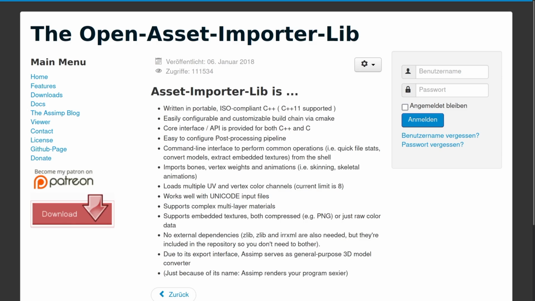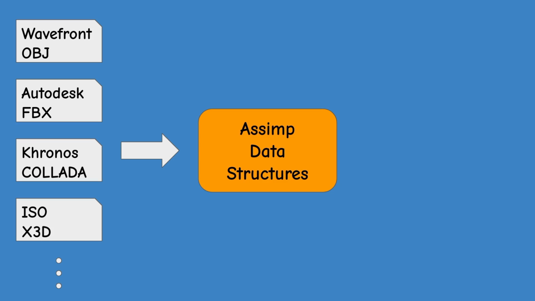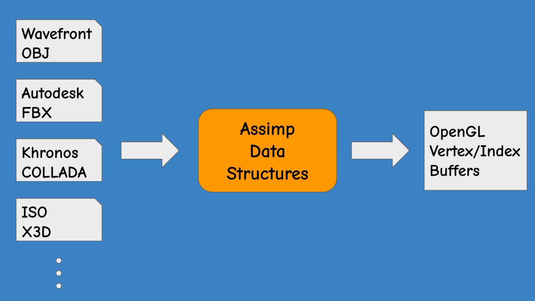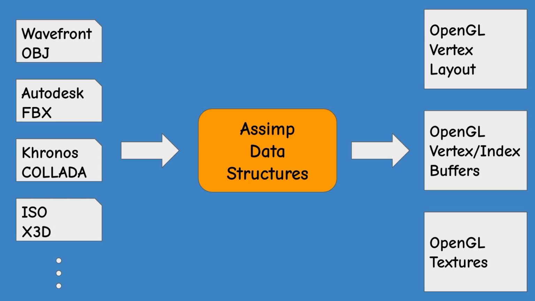Assimp takes care of parsing the model file, which by the way can be text or binary, and loads it into its own native data structure in memory. What we need to do is to use this data structure in order to populate OpenGL vertex and index buffers, load any textures that may also be present, and set up the layout of the vertex attributes.